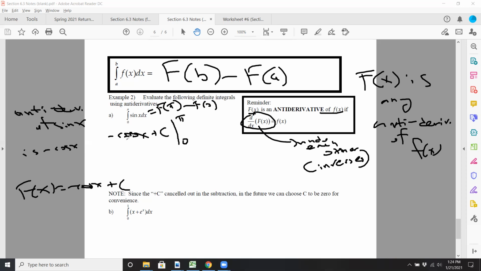So then if you plug pi in, you have negative cosine of pi plus c. If you plug 0 in, you have negative cos 0 plus c.